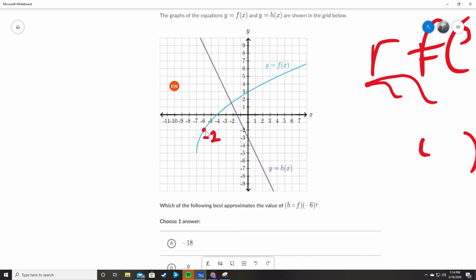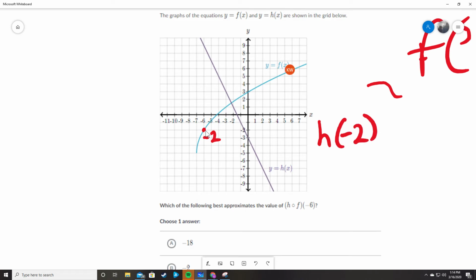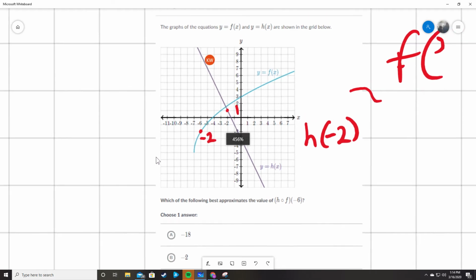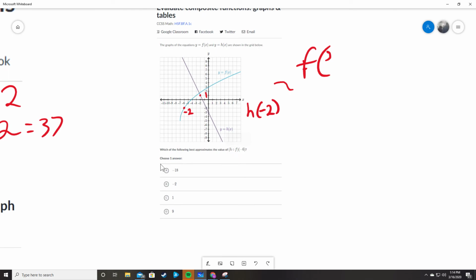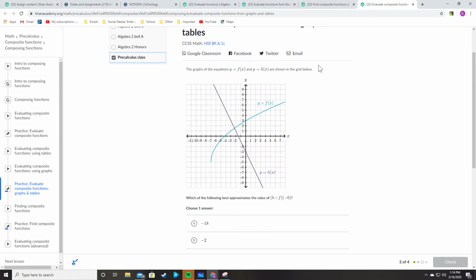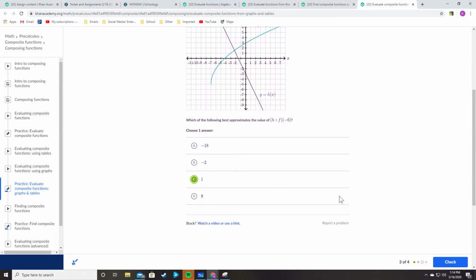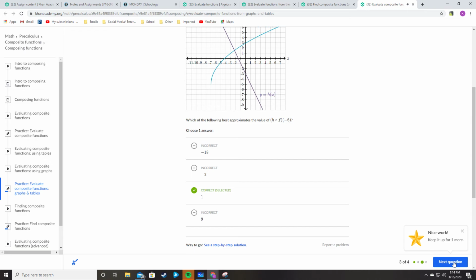Okay, so this is negative 2 right here. That means that when we go through and we're trying to find out what h is, we're going to do h of negative 2. So for h of negative 2, we're going to go to negative 2 on the x-axis, and then we're going to go up to right here. So that means that the answer is 1. So let's go through and let's check our options. We got negative 18, 2, 1, and 9. 1 is right over here on C. So let's go through, let's check. Big old check. We're good.